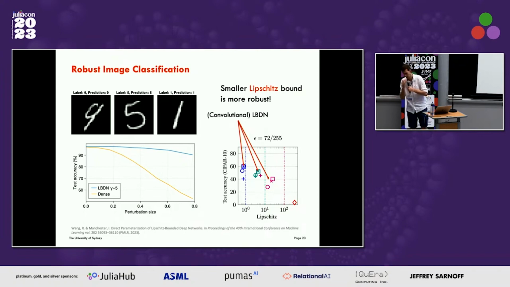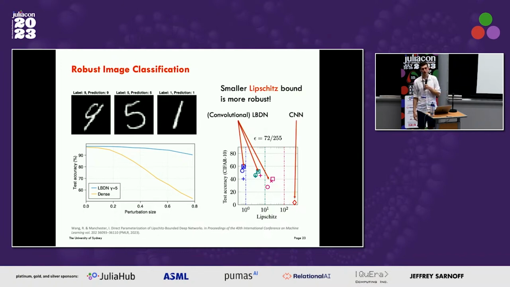It's in Python, sorry, but it's going to be translated soon. You can see the x-axis there is the Lipschitz bound we've imposed on the model. As we make the Lipschitz bound smaller, so the network is smoother, then in this perturbed case, the accuracy improves because it's more robust to disturbances.